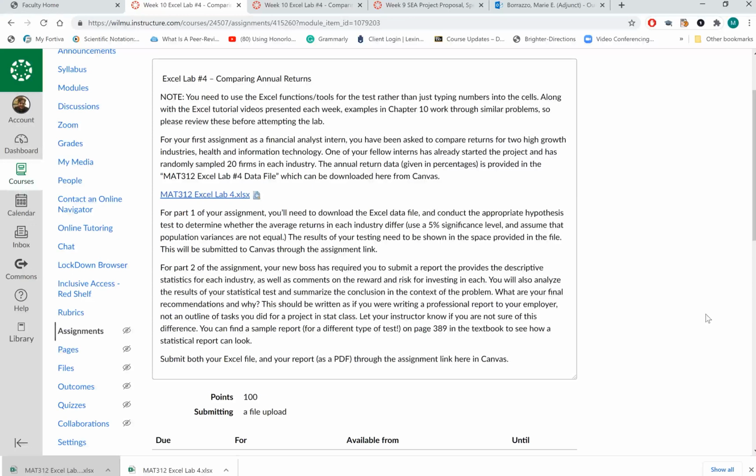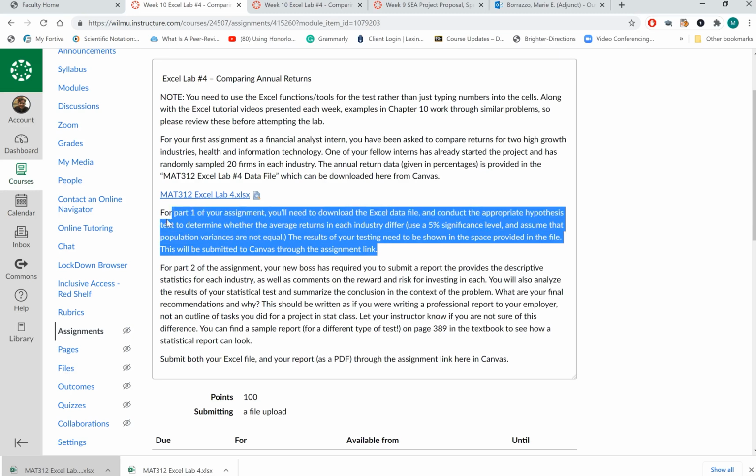All right, class. So this is a quick overview of Excel Lab number 4, comparing annual returns. And you can find this in your week 10 assignment for the Excel Lab 4. Pay attention to the detail and why I'm doing this in the manner in which I am, because they give you some insight right here. Pay attention to the insight given to you right here.